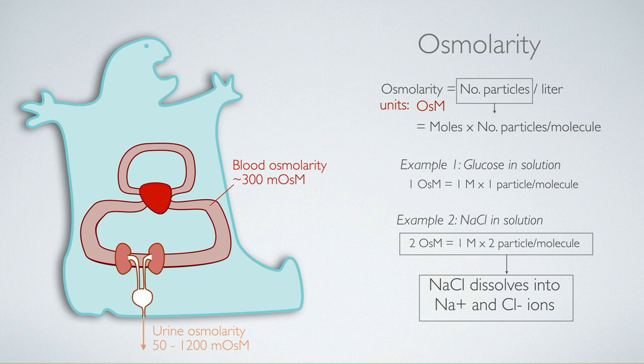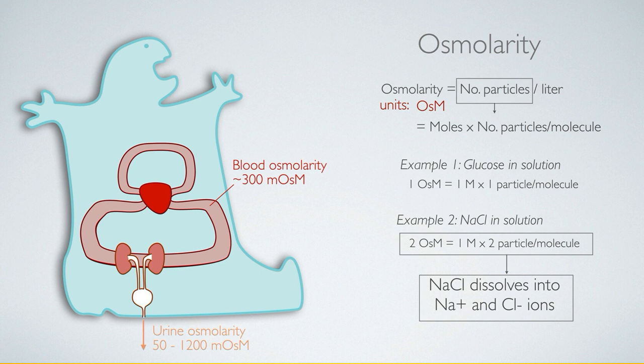Here we've got something much more complicated because the blood that's inside the body is going to have a different osmolarity than what we're going to end up peeing outside the body. That is the osmolarity of the urine.